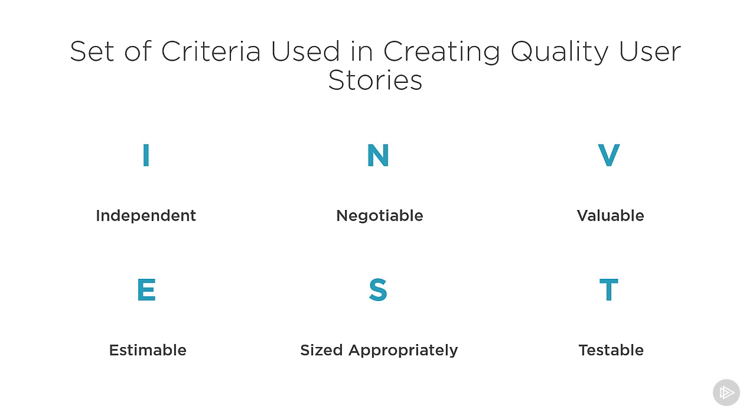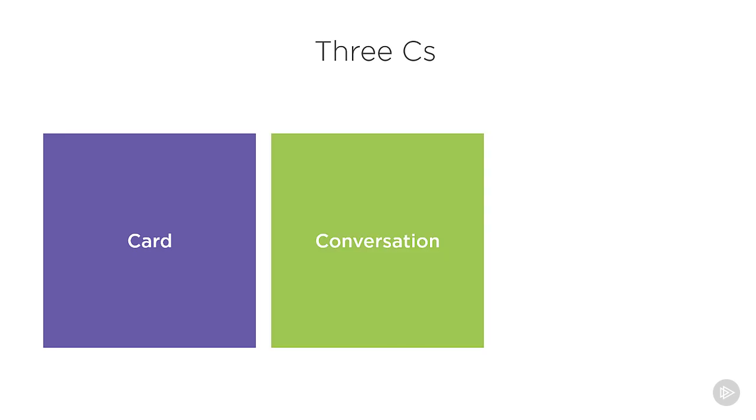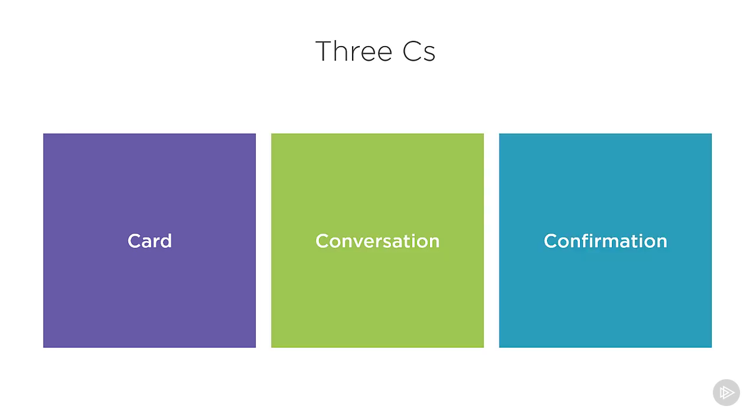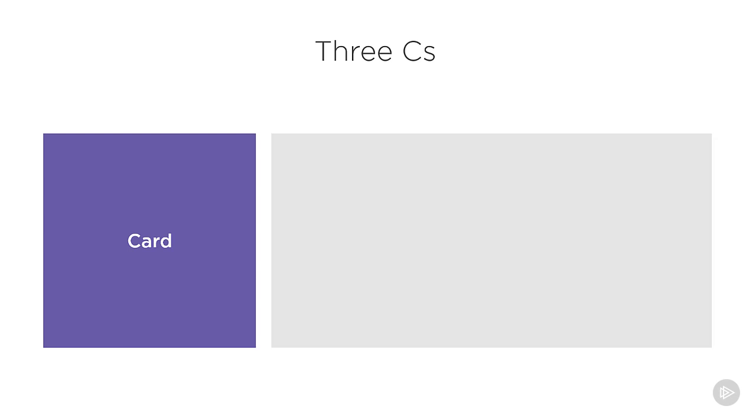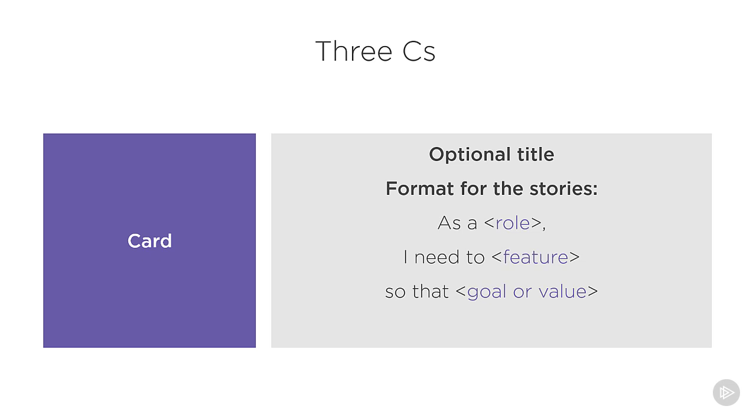Besides INVEST criteria, what is also well known for user stories is that they follow the 3 C's: card, conversation, and confirmation. These are the critical pieces of each story. Every story should be presented on its own card, where there is an option to add a title to a story. Still, the mandatory item of every card is a format of a story. The most popular format is, as a role, I need a feature, so that goal or value. I'm sure you have had a lot of opportunities to use the format in everyday work.